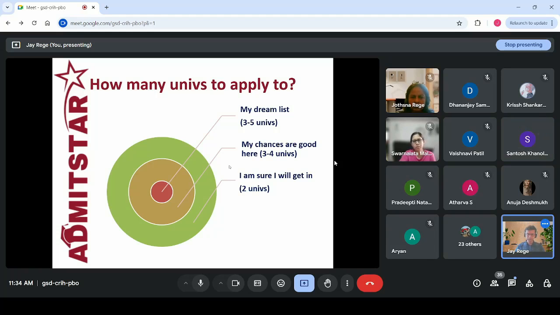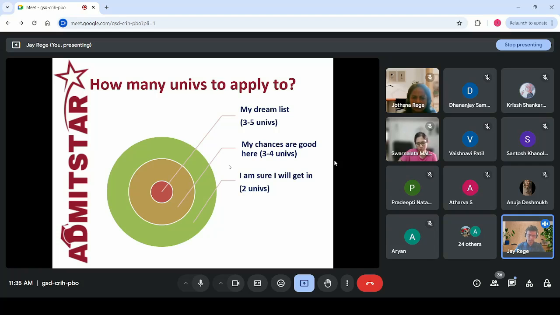Yes. So this is how many universities you could apply to. Generally, this is what we would recommend. Of course, there is no rule that this is what you should do, but generally apply to more dream universities, 3 to 5 universities, maybe 3 to 4 moderate and maybe 2 safe ones. We generally recommend don't apply to too many safe universities.